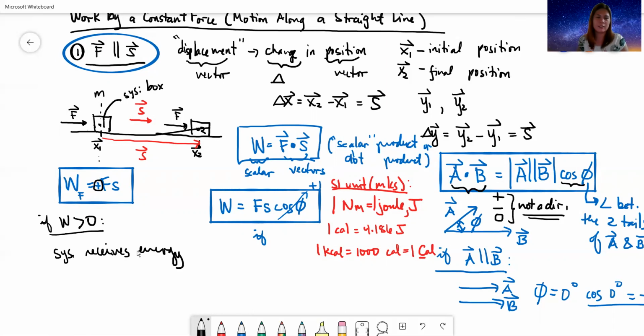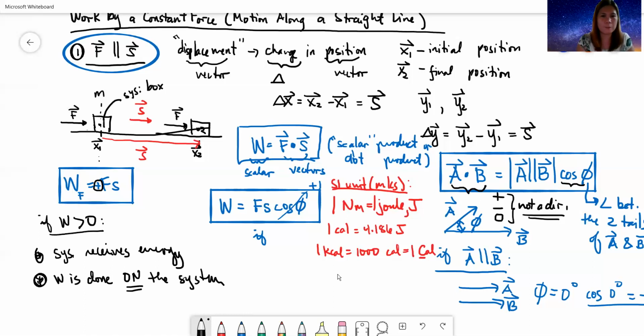Okay? Or another way of saying would be, work is done on the system, not by the system. So I hope you are focusing on the concepts here, no? Kasi mas madaling mag-solve ng numerical problems kung naintindihan nyo yung konsepto. Ayan. So that's the simplest.